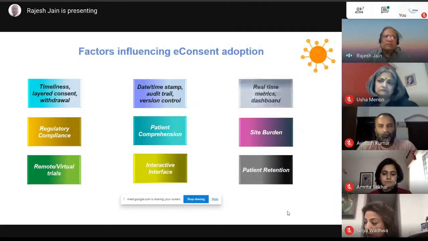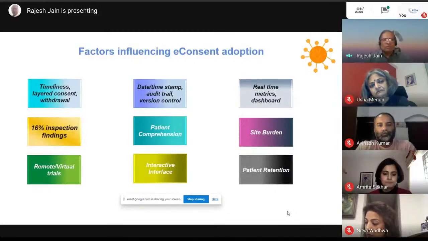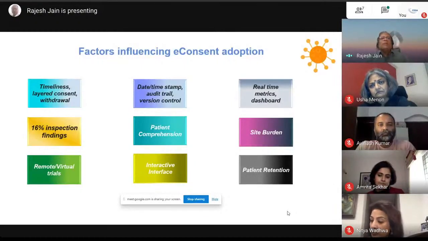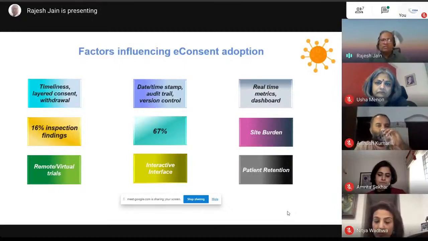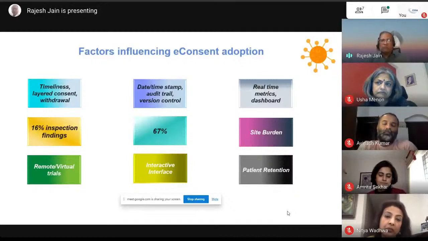As I said, the analytics and dashboards allow remote monitoring to be possible, which obviously brings in speed, efficiency, and cost savings. Compliance is much higher because all the processes are system controlled and people don't have the flexibility of bypassing them to their convenience. Patient comprehension is much better, and in many surveys, 67% of patients who were presented the option of e-consent versus paper preferred e-consent because they understood the information a lot better than with the paper process.